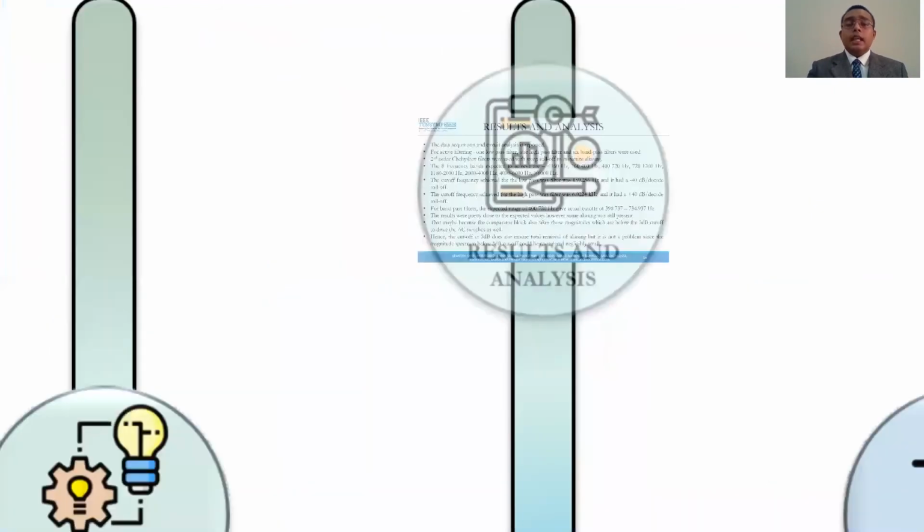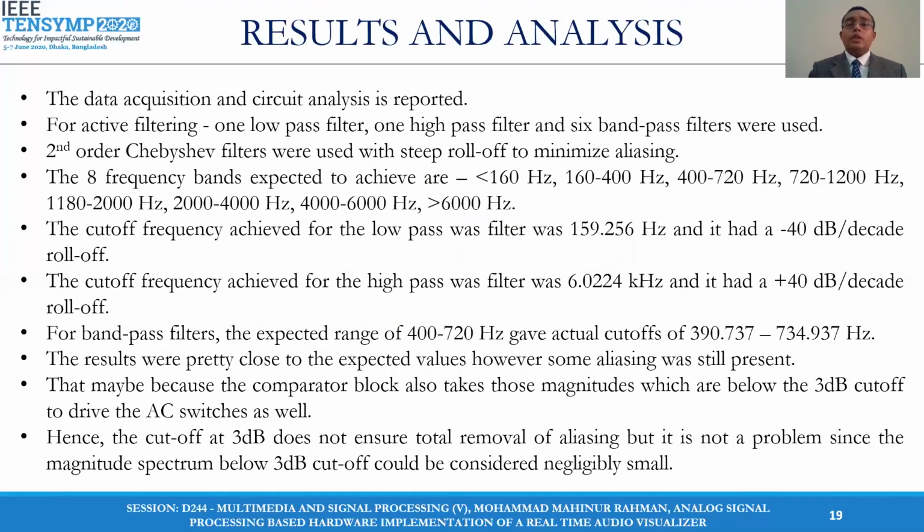In our results and analysis section we report the data acquisition and also the implemented circuit. As we have mentioned earlier, we had used one low pass filter, one high pass filter, and 6 band pass filters. The frequency bands that were divided were 0 to 160 Hz, 160 to 400 Hz, 400 to 720 Hz, 720 to 1200 Hz, 1180 to 2000 Hz, 2000 to 4000 Hz, 4000 to 6000 Hz, and all frequencies above 6000 Hz.